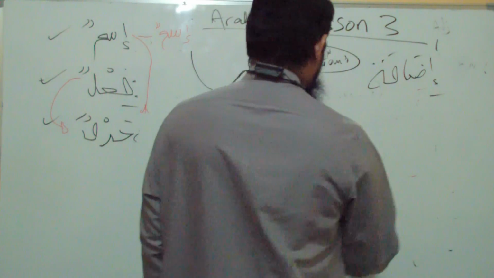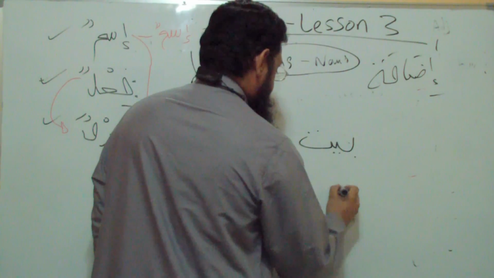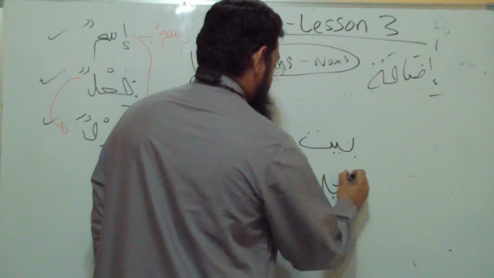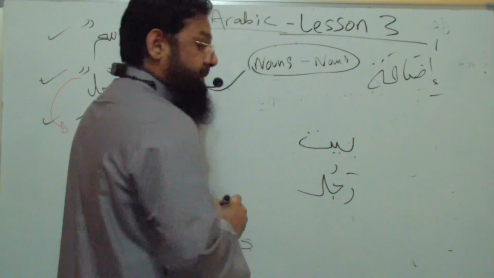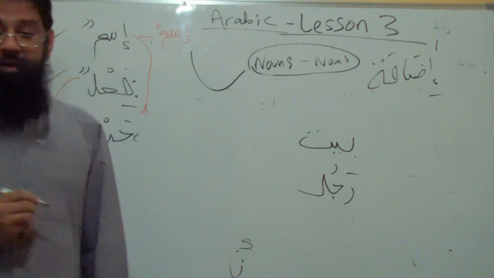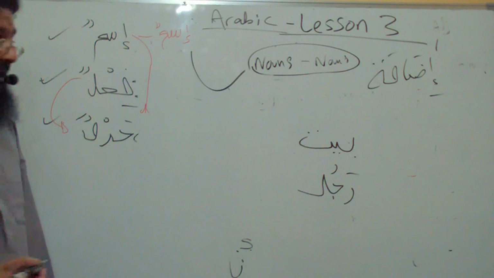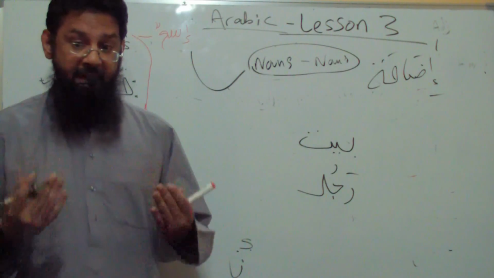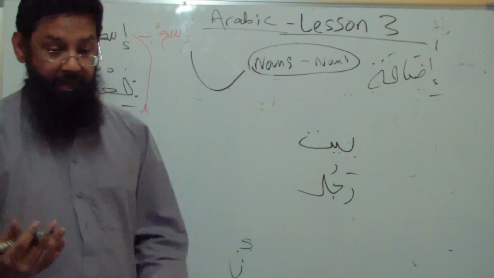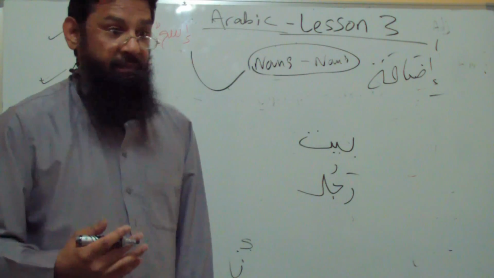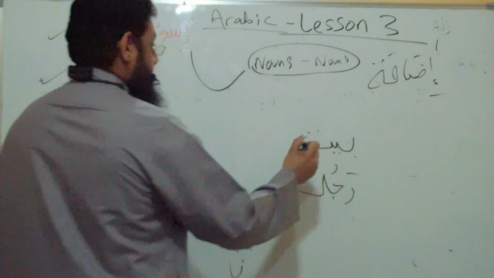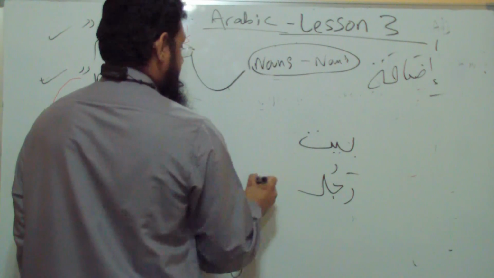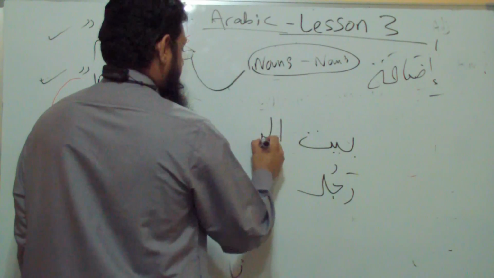And then the next word we have is rajul, which is man. So if we want to say the man's house, or the house of the man, this is an example of idafa, two nouns coming together. The man's house, or the house of the man, meaning the same thing. So how we put that together: bait comes first, baytul rajul.